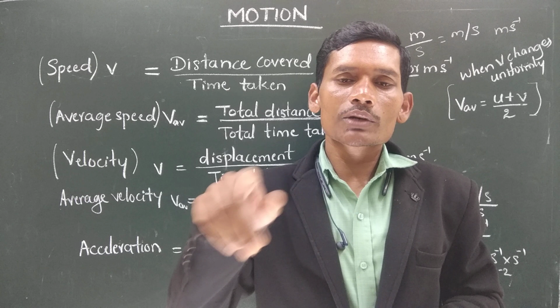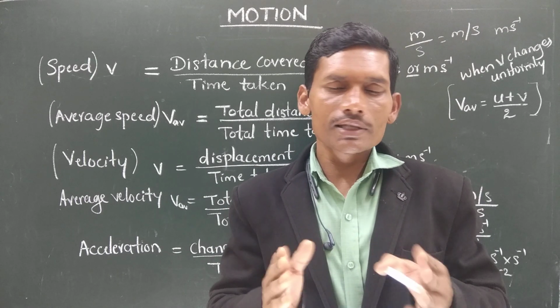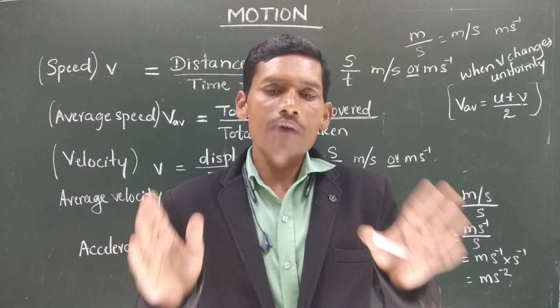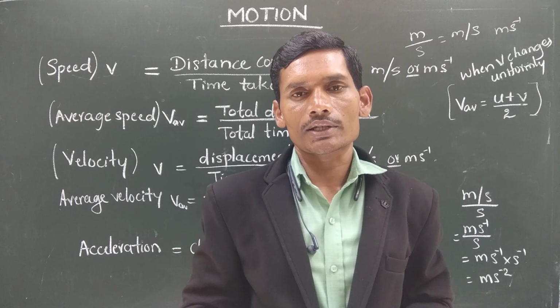That is 40 km per hour. Means what? That is the speed of that vehicle. This is how we can take that average speed. Average speed only we are considering everywhere. Speed means average speed itself.